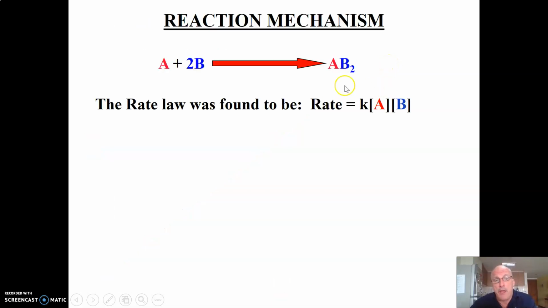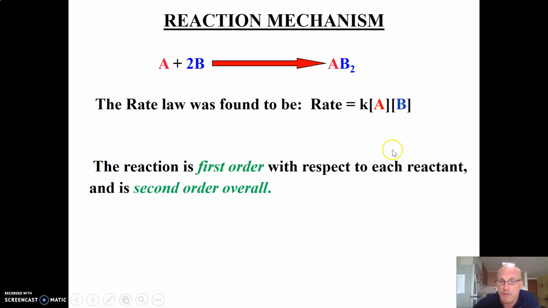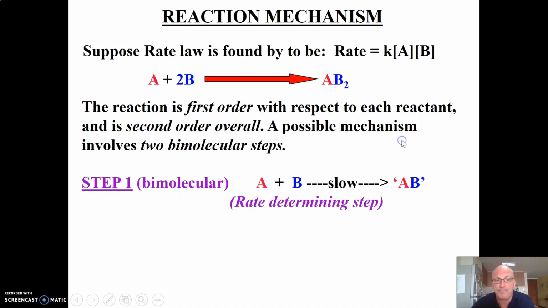Okay, so here we are then. Here's the balanced equation, but here's the rate law. And once again, you can see there's no connection between the rate law and the balanced equation. There's a 2 there, but there's not a 2 there. They are not related. Okay, so it's first order with respect to each reactant, and of course it's second order overall. Okay. Now, the reaction, as we say, is first order with respect to each reactant, second order overall, and here's a possible mechanism. Step 1, a bimolecular step that is the slowest step, the RDS.